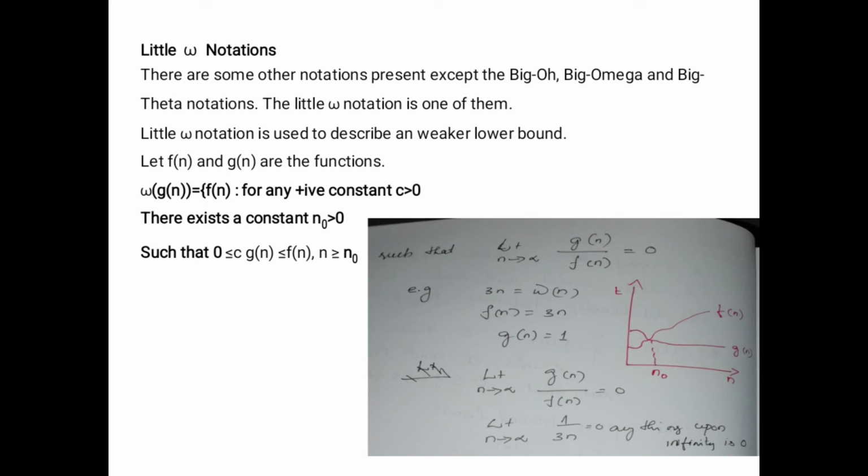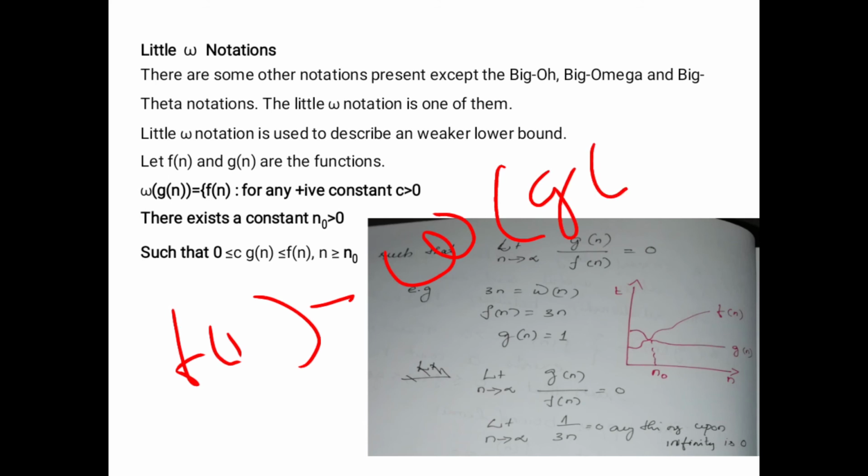Here also two functions are specified, f of n and g of n. How can we write it? f of n equals omega of g of n, which is the function representation using little omega notation. Then to specify the condition, we use positive constants. Two constants are used here, c and n naught. c is greater than 0 and n naught is also greater than 0. These are the two constant criteria given here.